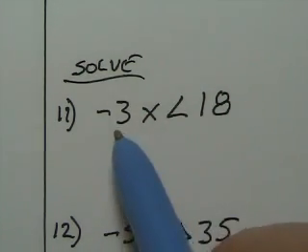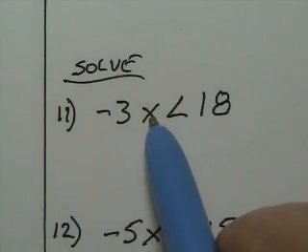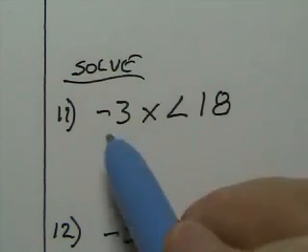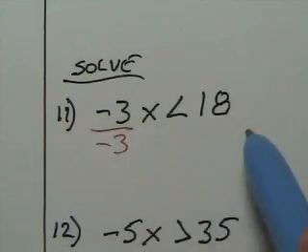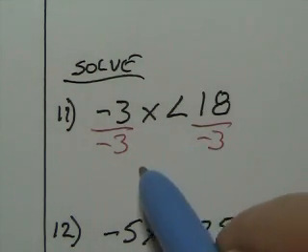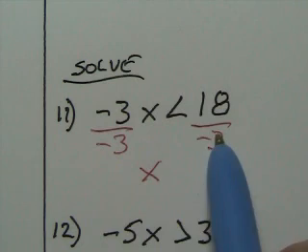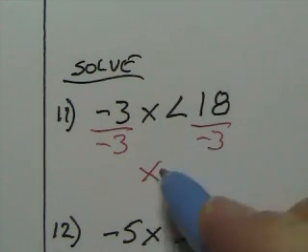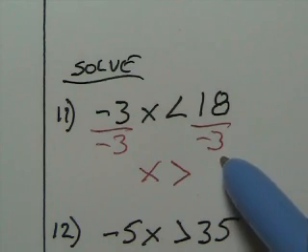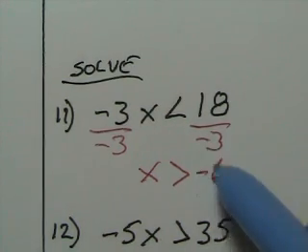Okay, on number 11, remember you want the variable by itself. So I need to do the opposite. The opposite of times, this is negative 3 times, is divide. So I'll divide by negative 3. That leaves me with x. Hey, wait a minute. If I divide by a negative, I need to switch the arrow. And 3 goes into 18, 6, and there's 1 negative.